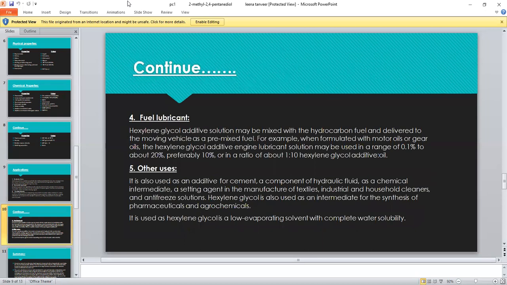The next application is the fuel lubricant. It is used as a fuel lubricant because it may be mixed with hydrocarbon fuels and is delivered to the vehicle as a pre-mixed fuel, making it available for the move.